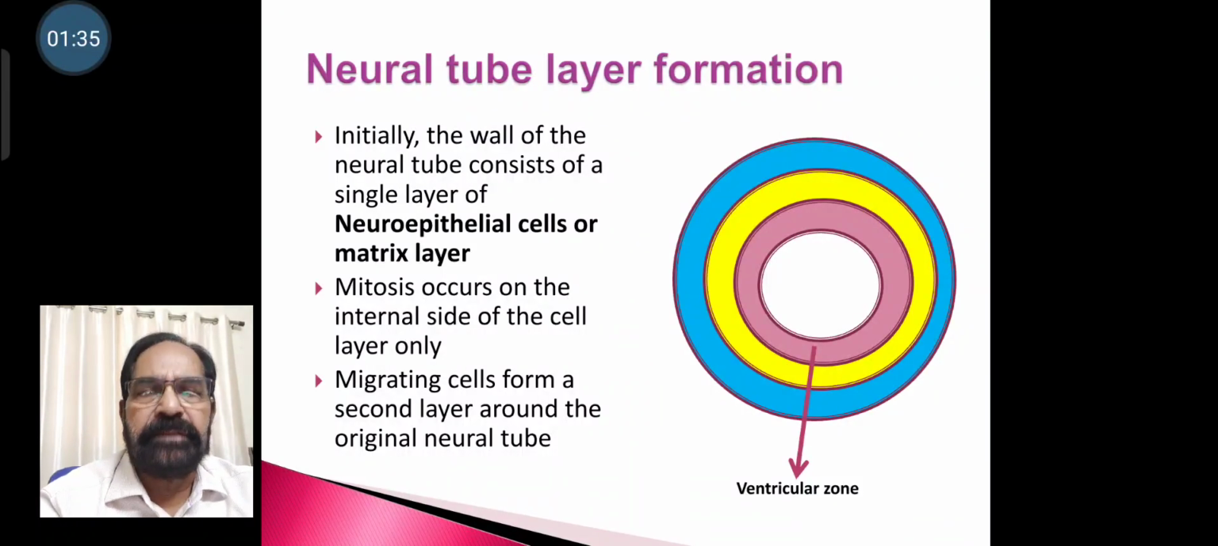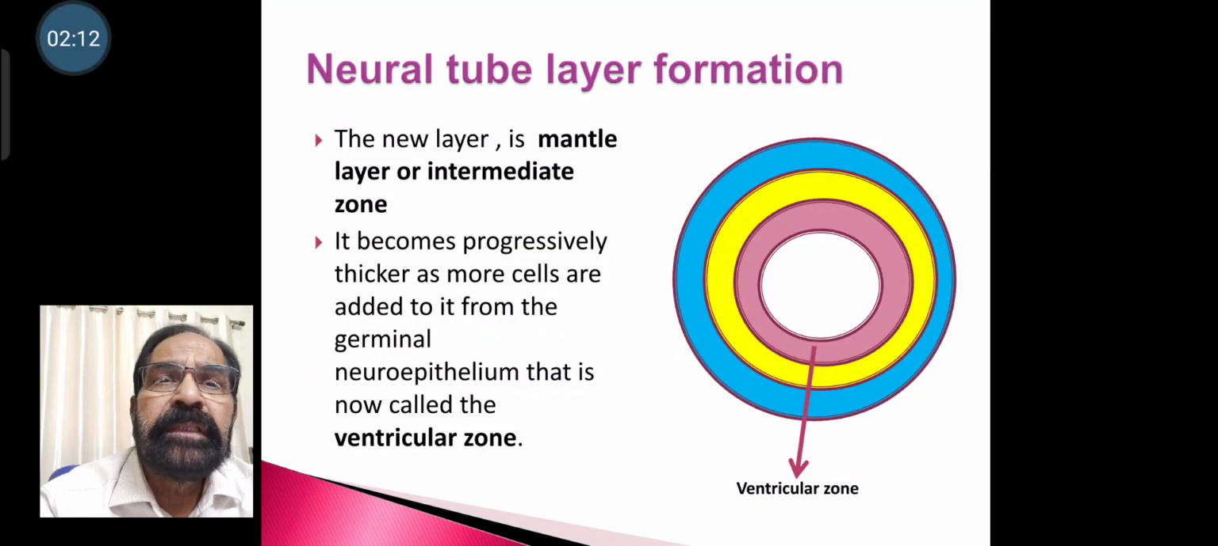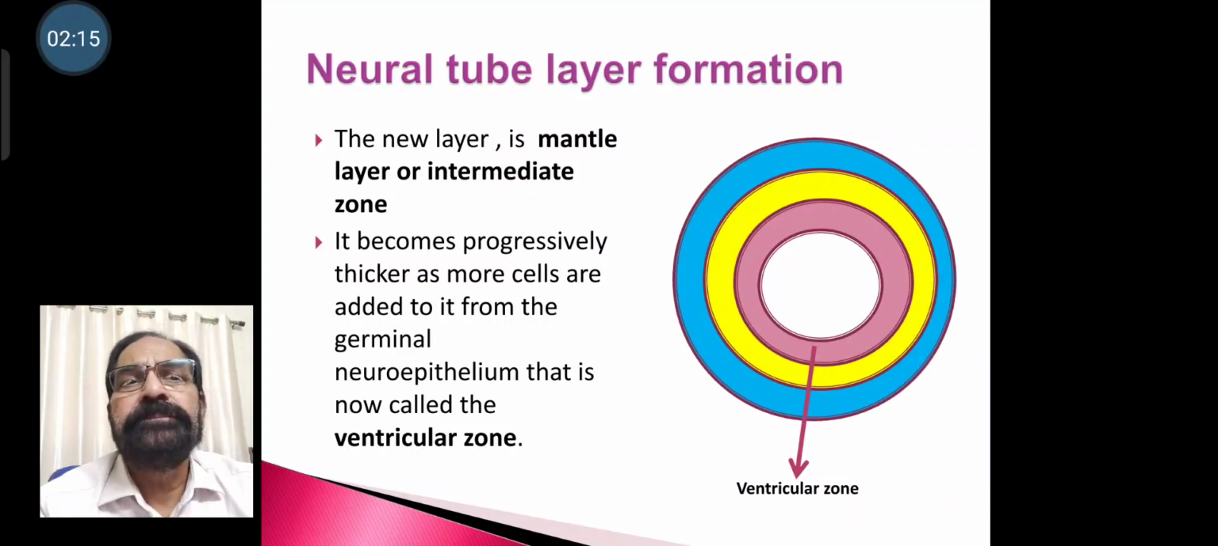Neural tube layer formation. Initially, the wall of neural tube consists of a single layer of neuroepithelial cells or matrix layer. Mitosis occurs on the internal side of the cell layer only. Migrating cells form a second layer around the original neural tube. The new layer is the mantle layer or intermediate zone. It becomes progressively thicker as more cells are added to it from the germinal neuroepithelium that is now called the ventricular zone.